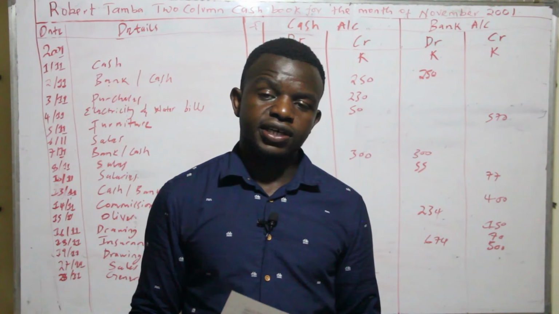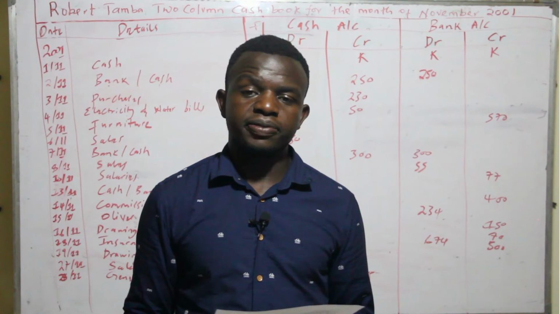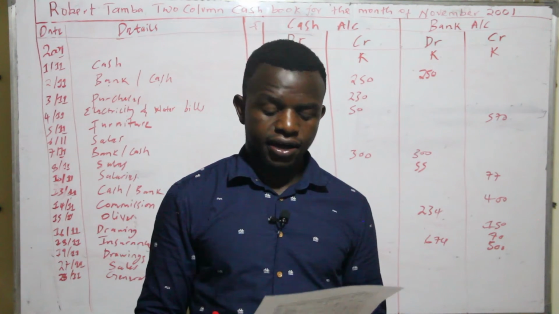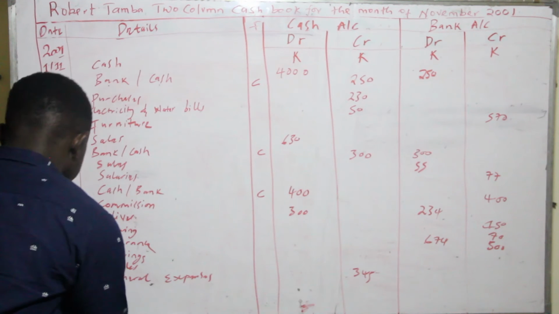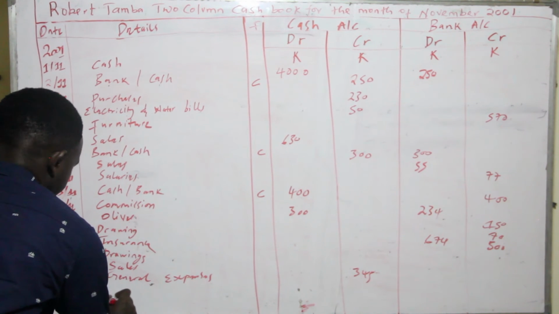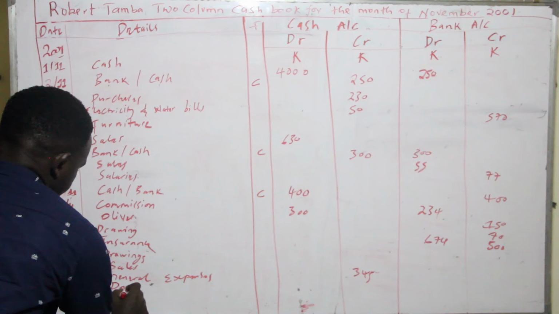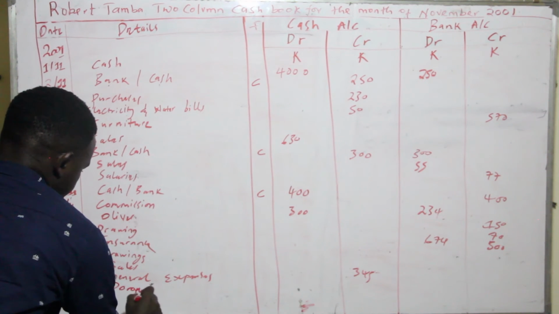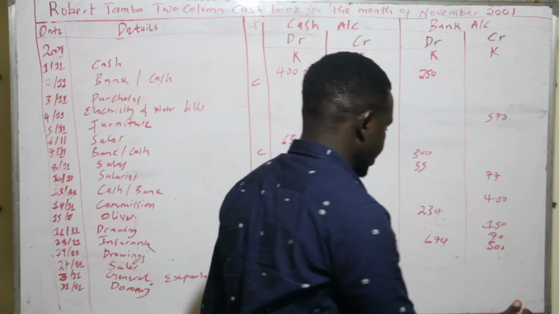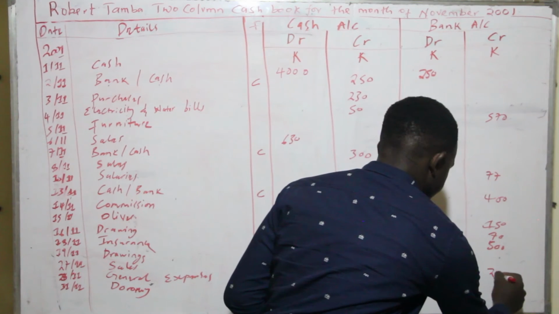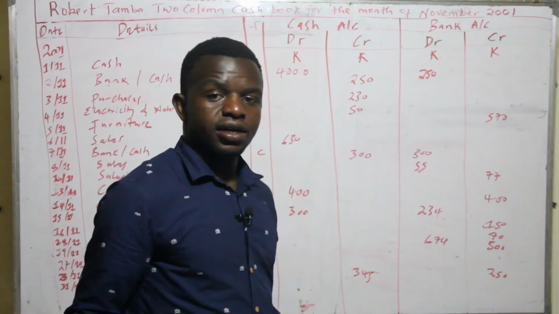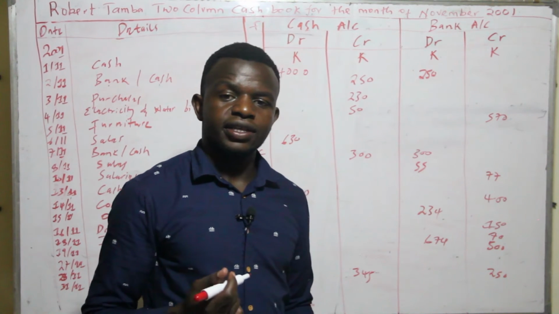And for this type of transaction, money is going out of the business. That means that we're going to credit the bank account. So we have 31st of November. In our details, we say Dorothy. So credit the bank account by 250. So we are done putting up the transaction.